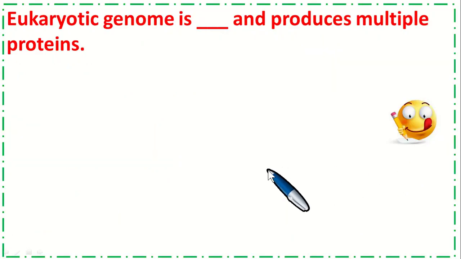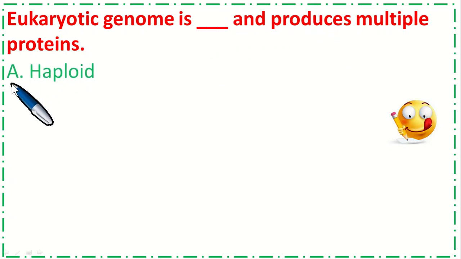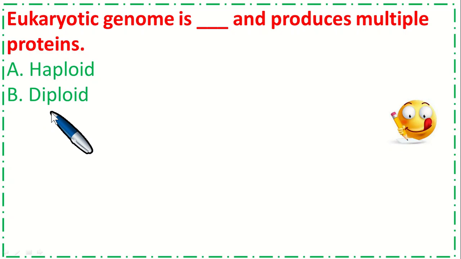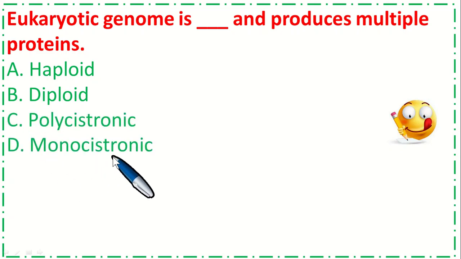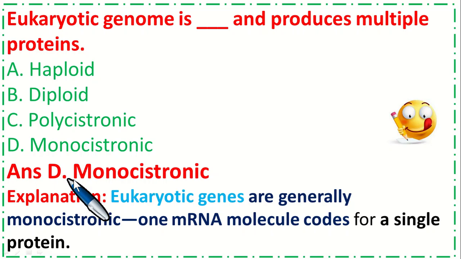Dear students, this is very important MCQs. Eukaryotic genome is dash and produces multiple proteins. Option A haploid, B diploid, C polycistronic, and option D monocistronic. So the correct option is D monocistronic. Eukaryotic genes are generally monocistronic. One mRNA molecule codes for a single protein.